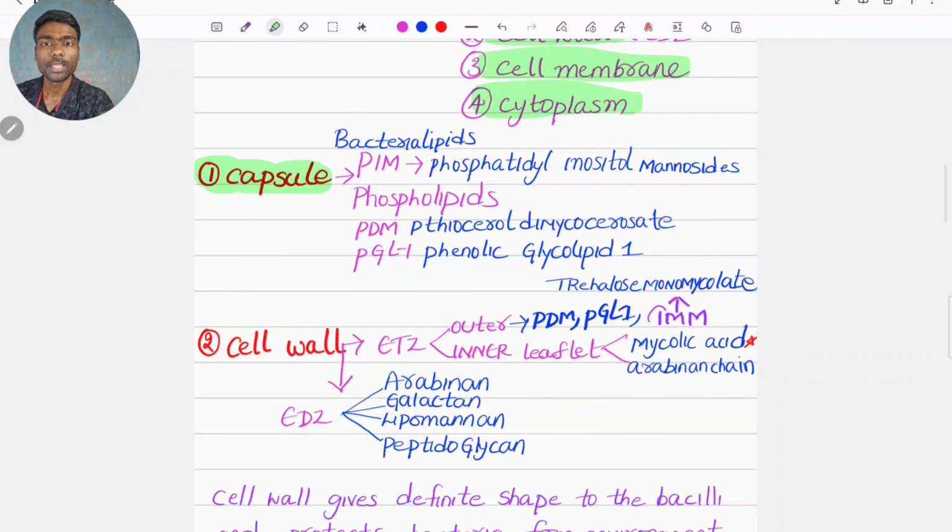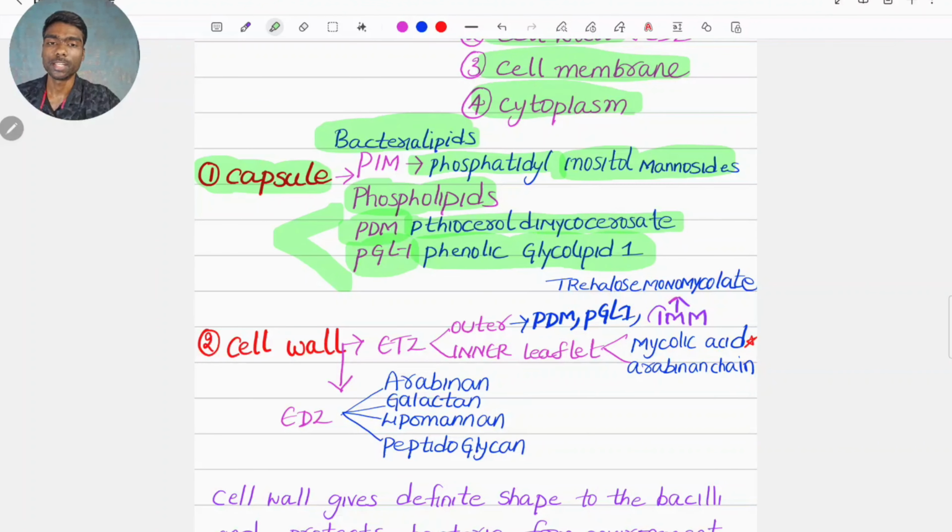Capsule contains mainly bacterial lipids, phosphatidyl inositol mannosides, phospholipids, PDM, thiocerol dimycoserosate, PGL-1, phenolic glycolipid 1. Mainly you have to remember PDM and PGL: thiocerol dimycoserosate, phenolic glycolipid 1.